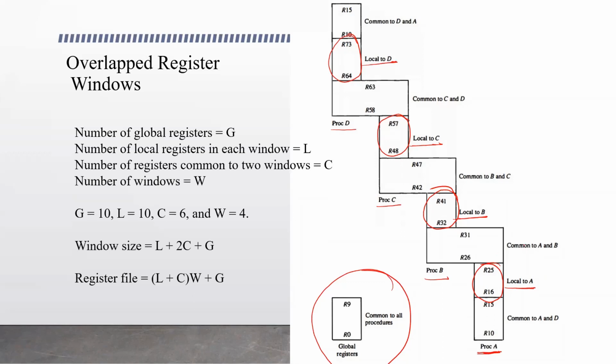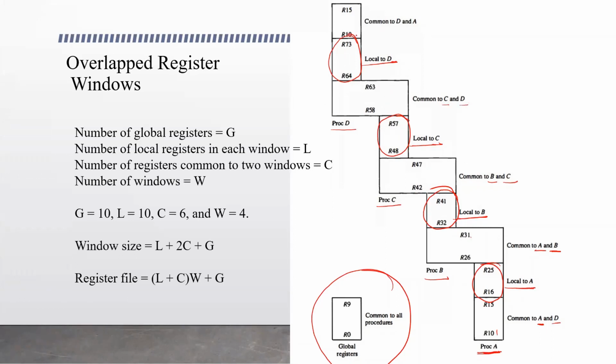And we have other common registers. If you see this, R26 to R31 are common to A and B. Registers R10 to R15 are common to procedure A and D. Registers R42 to R47 are common to B and C. And then R58 to R63 are common to C and D.